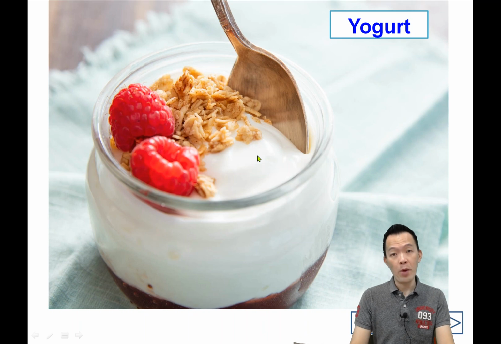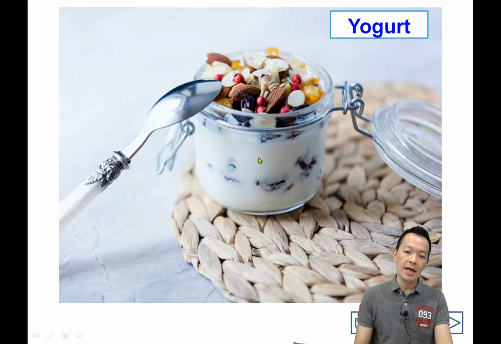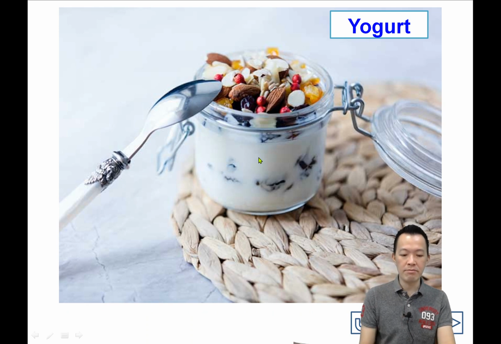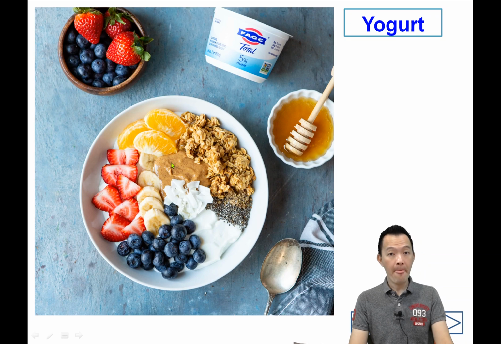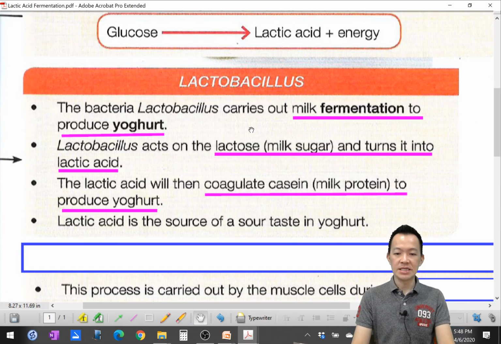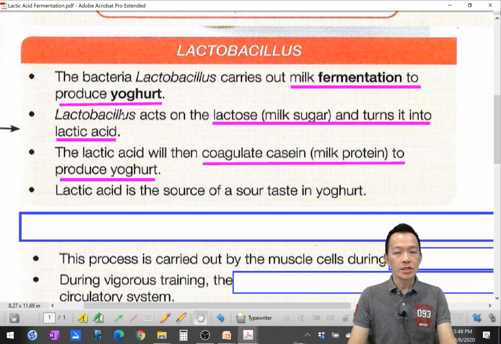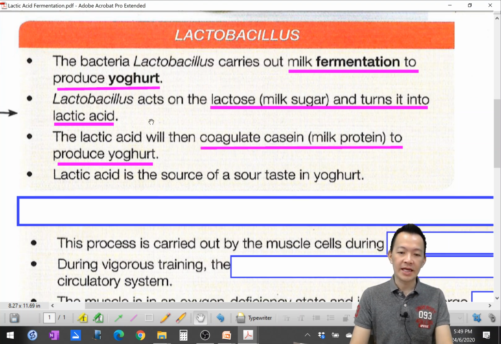So this is a yogurt from where? From milk. But how to make it? Add the bacteria, 叫 Lactobacillus. But how does the bacteria make this yogurt? 这个 bacteria 怎样做这个 yogurt 呢？So the bacteria act on the lactose, 就是乳糖啦, and turn it into lactic acid.